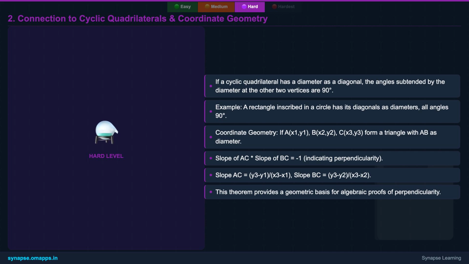This theorem can also be subtly applied in coordinate geometry. If you have 3 points forming a right-angled triangle on a circle, and the hypotenuse is the diameter, you can use the slopes of the perpendicular sides to verify the right angle, as their product would be -1. This bridges pure geometry with analytical geometry, showing the theorem's versatility.